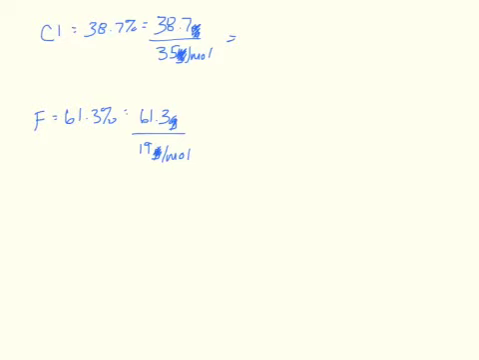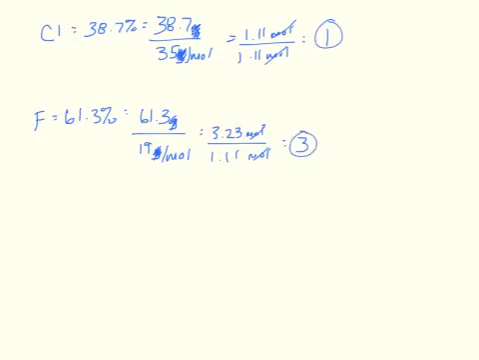And that's going to give us, for chlorine, 1.11 moles, and the number of moles in fluorine are going to be 3.23 moles. Going to divide by 1.11 since that's our lowest number of moles. And that is going to give us 1 chlorine to every 3 fluorines. So the empirical formula is then ClF3. Right there.